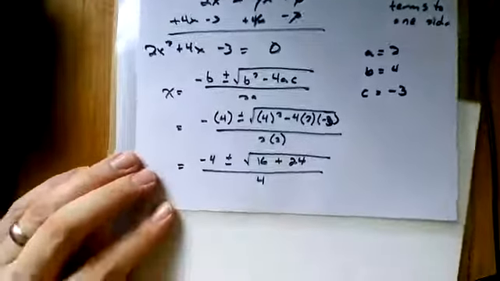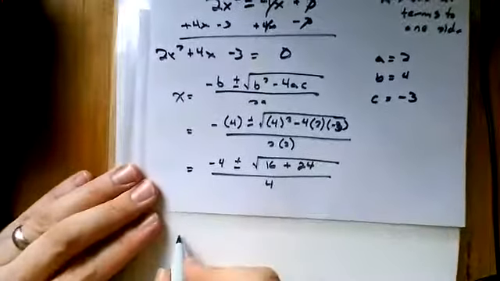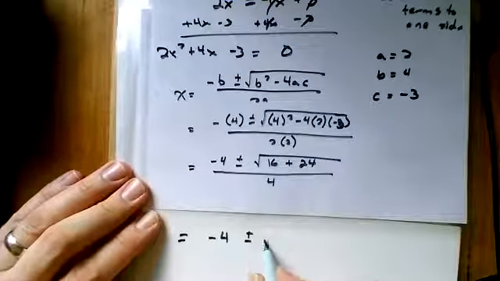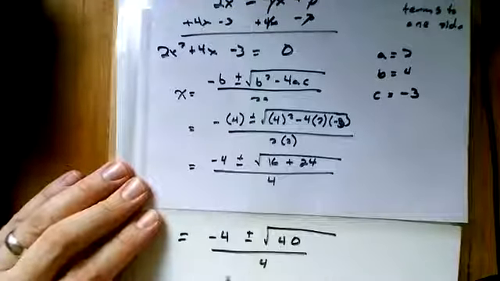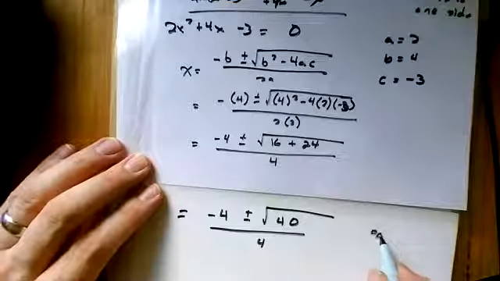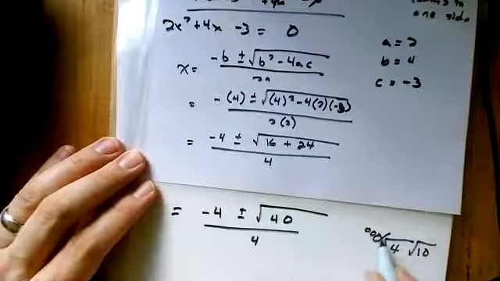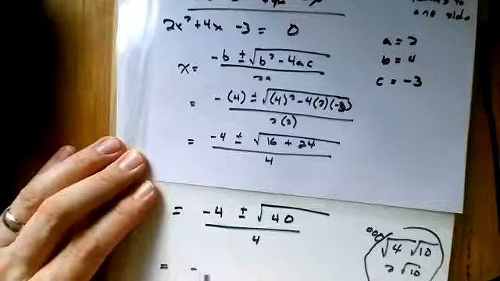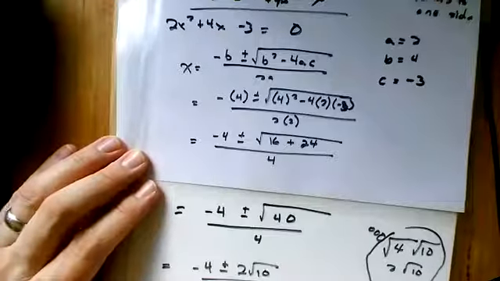And I can keep going to simplify this. So this is going to end up being negative 4 plus or minus the square root of 40, over 4. And now I can simplify this radical. Just thinking about that, that's going to be 4 times 10. So it's going to be 2 square roots of 10. So this is going to be negative 4 plus or minus 2 square roots of 10 all over 4.